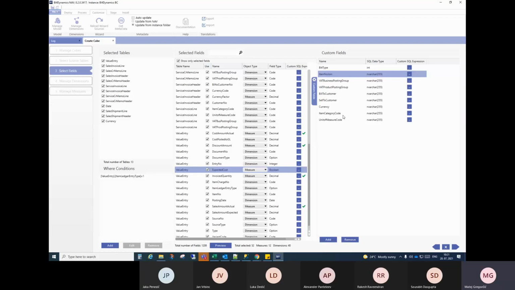Okay, good. Any questions so far? I have a question. Okay. So what is the basic difference between this custom field and in the selected fields you also have custom expressions, right? So logically they both are same, right?